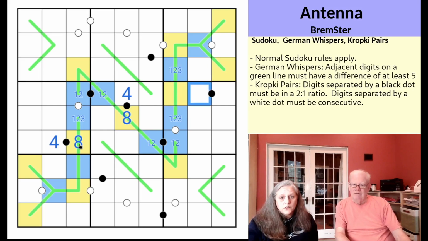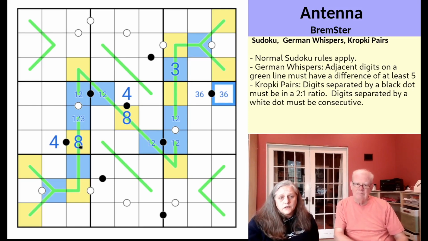Okay. This dot is also useful, perhaps. Yeah, it sees 1, 2, and 4. So it has to be a 3, 6. Absolutely. It's 3 out of there, places 3 there. And the reason it has to be a 3, 6 is because the pairs are 1, 2.